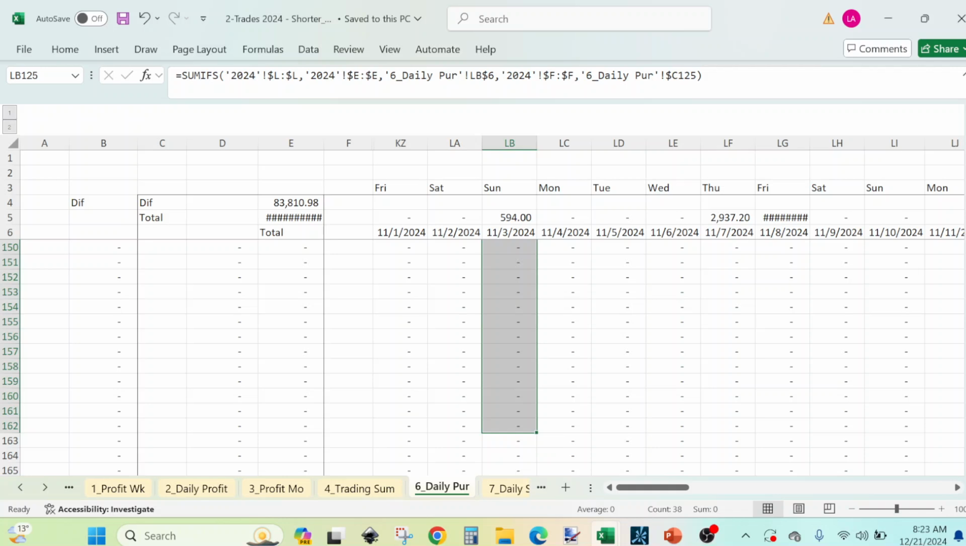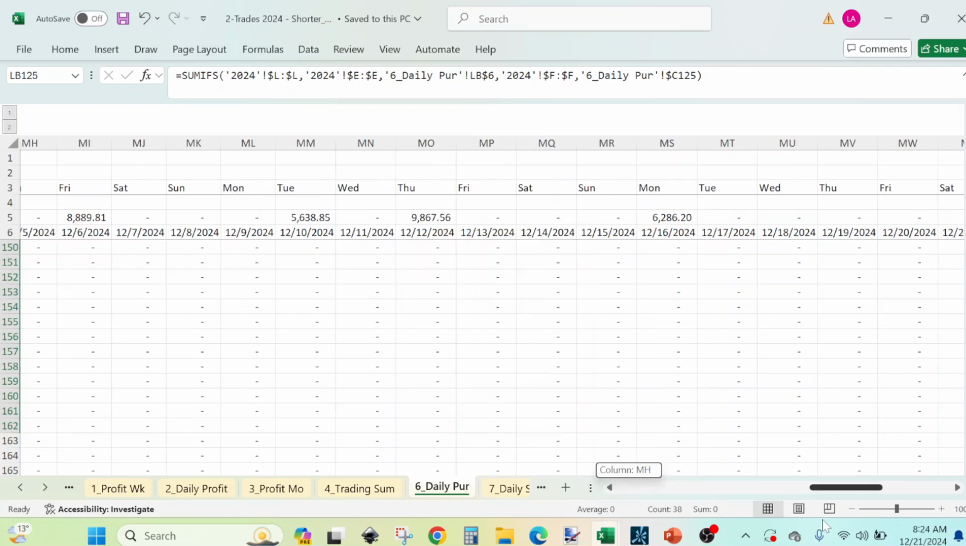So this is the daily purchase. The daily purchase by stocks, but we are just going to go to December 9 to now. We purchased twice in week 50, the 10th and the 12th, and then in week 51 we purchased on Monday, and that's it.